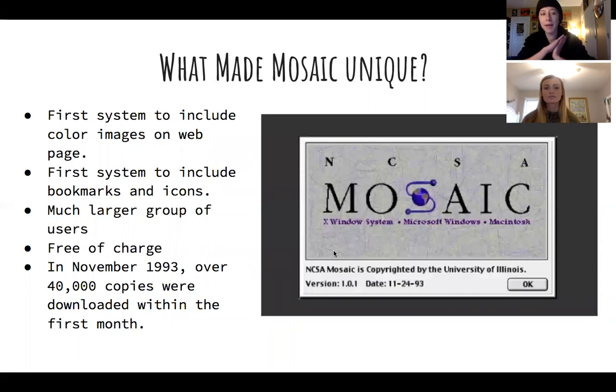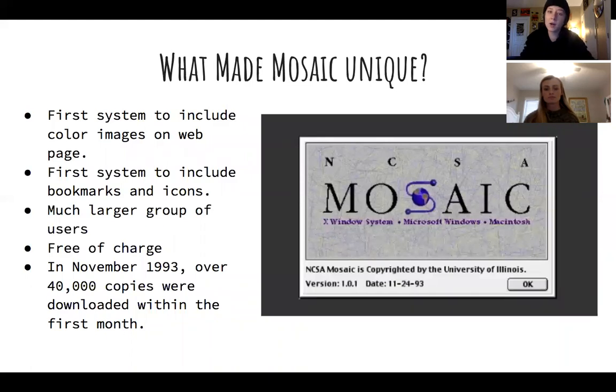So what exactly made Mosaic unique? It was the first system, as previously stated, to include color images on a web page. It was also the first system to include both bookmarks and icons, both of which are very heavily used in internet browsers today.